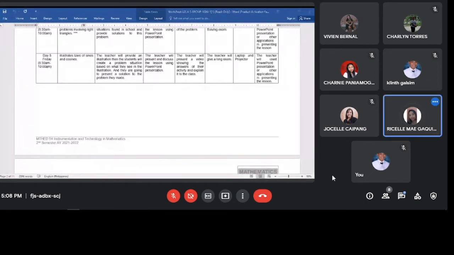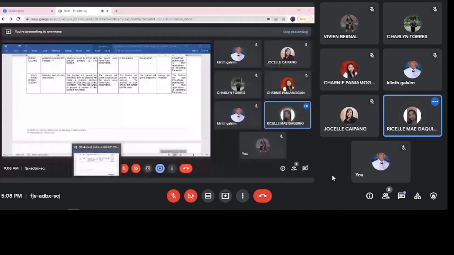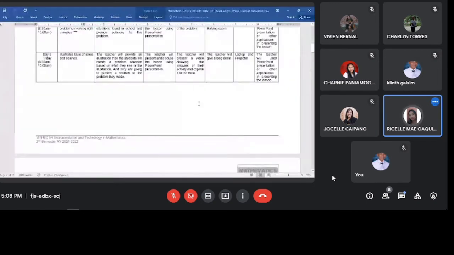So in day 5, Friday, the learning competency is illustrating the law of sines and cosines. Learning task for the contextualization: the teacher will provide an illustration, then the students will create a problem situation based on what they see in the illustration, and they're going to present a solution to the problem they made.